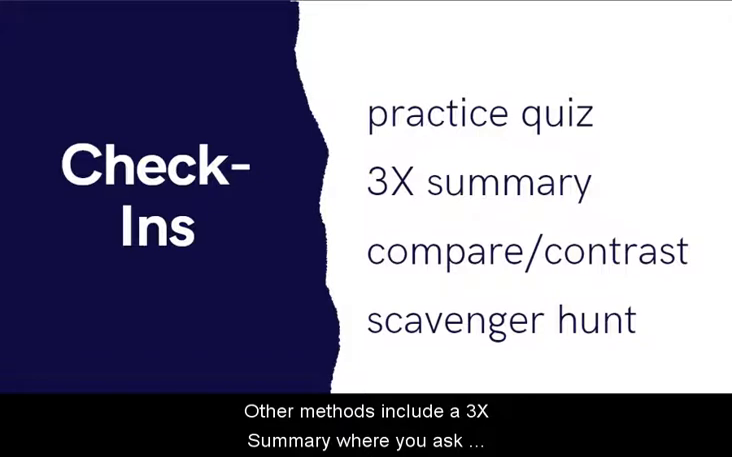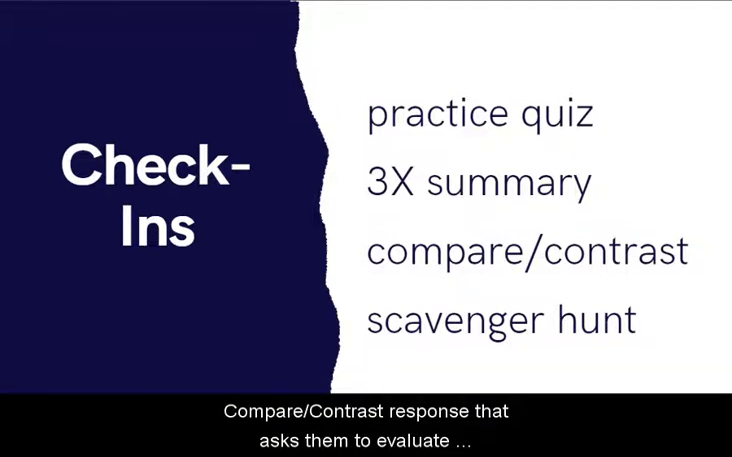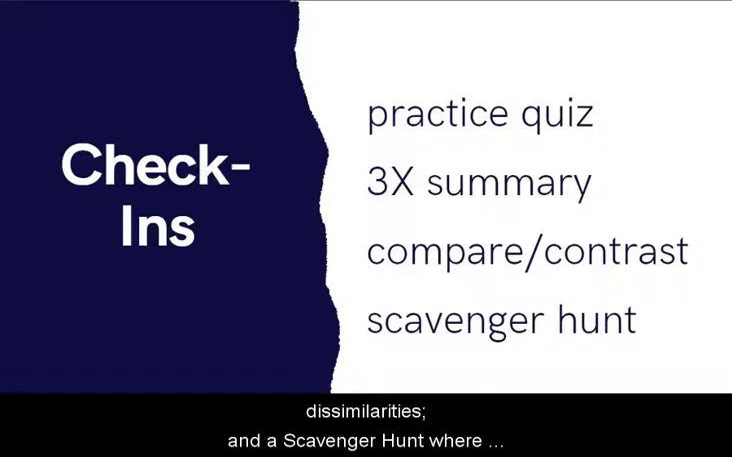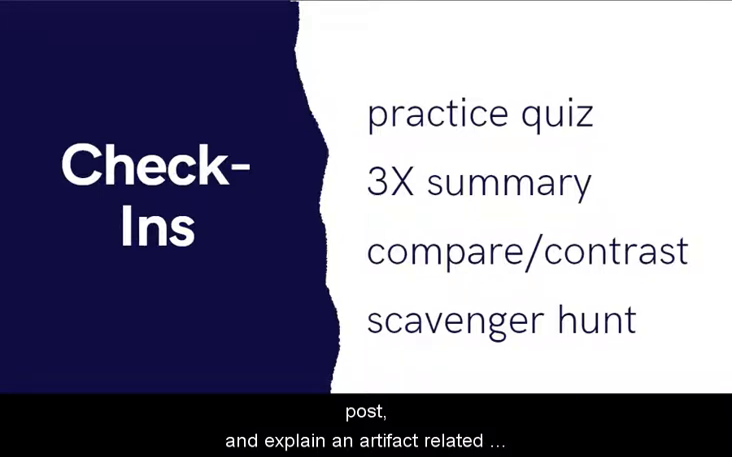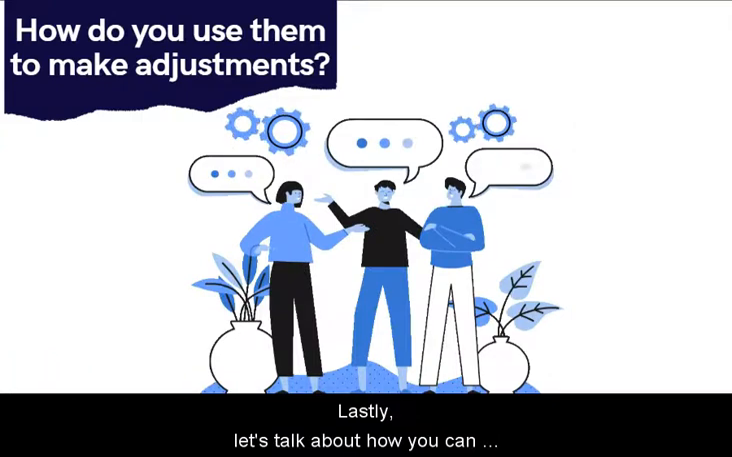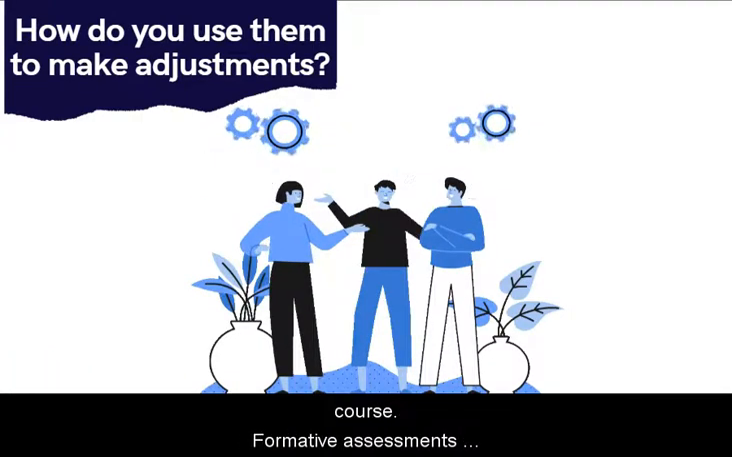Other methods include a 3-time summary, where you ask students to summarize in 3 different ways, such as different audiences or different lengths. Compare and contrast response that asks them to evaluate different topics/issues for similarities/dissimilarities. And a scavenger hunt, where students are prompted to find, post, and explain an artifact related to the topic/issue being discussed. Lastly, let's talk about how you can use formative assessments to make adjustments to your course.